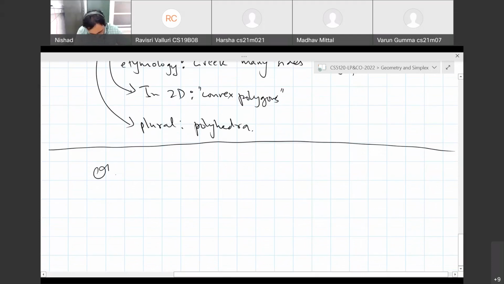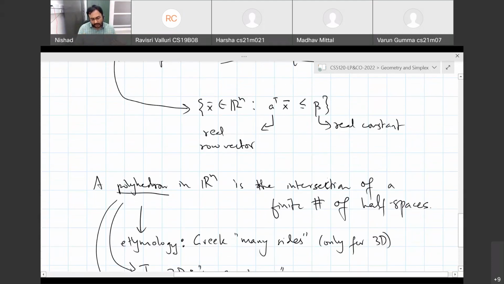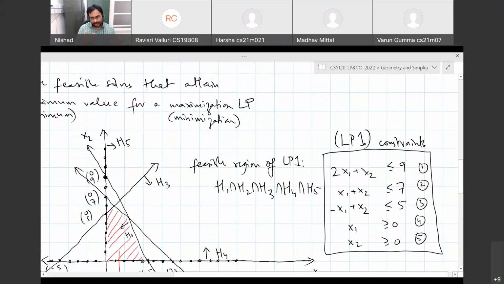So the observation is that the feasible region of any LP is a polyhedron. And what is a polyhedron? It is the intersection of a finite number of half spaces. Remember, when we defined linear programs, we required the number of constraints to be finite. You can't have infinitely many constraints.